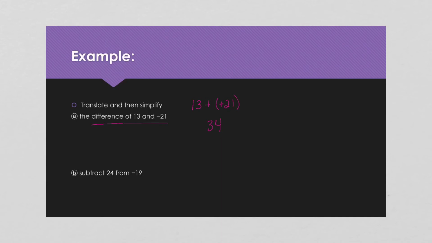Okay, the bottom one, subtract 24 from 19. Now be careful, this is one we have to change the order on. Negative 19 minus 24. And you can do a change here if you want. So they're both negatives. Add those numbers together and keep that sign. So this would be what? Negative 43?